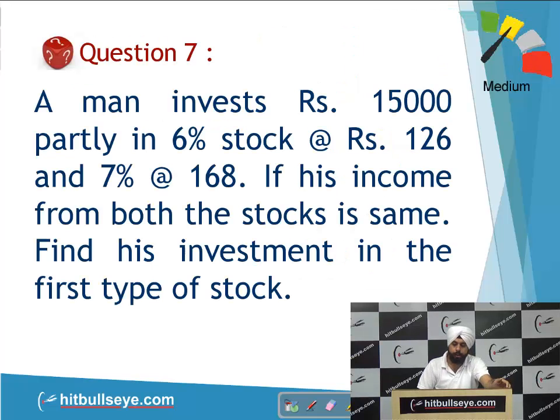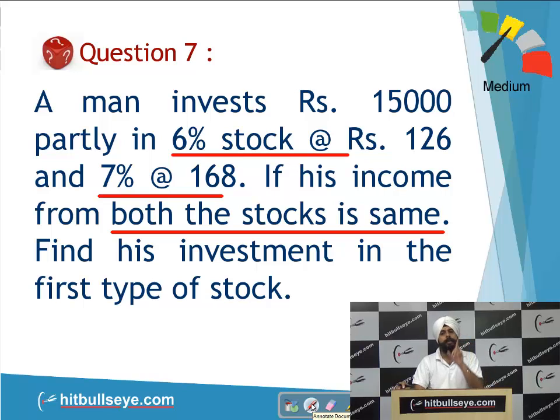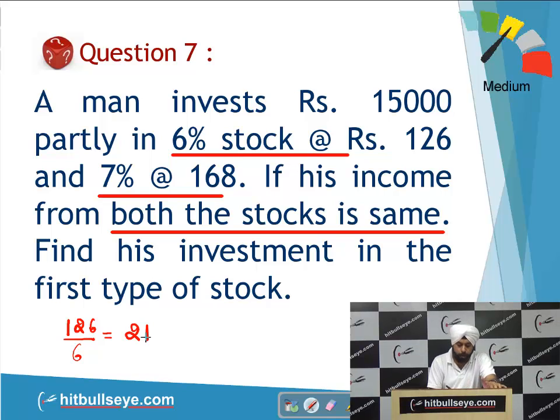Now let's go to the next question. It's a question on stocks. Now in this question, students, a person has invested 15,000, some part at 6% stock and some part at 7%. Now mind it, you want the income from both the stocks to be same. Now let's solve it, students, like this. Can you say that the person invests 126 rupees in the first case to earn rupees 6 as a dividend? Now if you invest 126 to earn 6 rupees, you can say basically you are investing 21 rupees to earn an income of rupee 1.